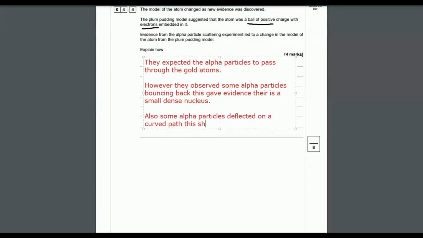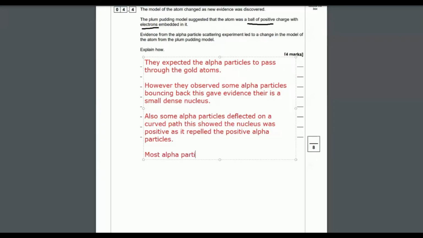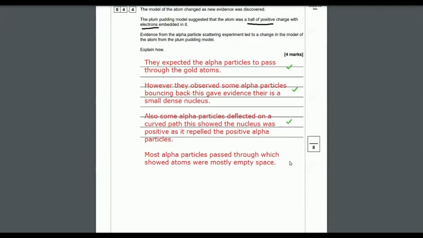Most of the alpha particles did go straight through, and this taught them lots of things about the plum pudding model. The fact that 9,999 out of 10,000 went straight through told him that atoms are mostly empty space. But the fact that 1 in 10,000 bounced straight back told him that there was a very small, dense, hard thing inside the atom. And of course, that turned out to be the nucleus.